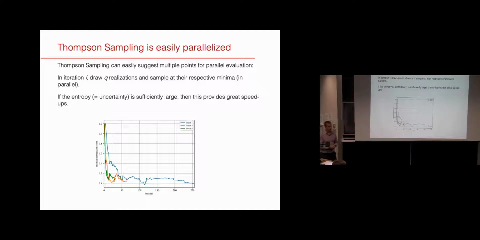A question. If the entropy is sufficiently large, then this would mean that initially, when you haven't sampled a lot of points, the algorithm would take advantage of the parallelization much more than in the end, right? In the end, when you have a very accurate belief where the optimum will be, then something which takes the correlations between points into account will be more powerful.